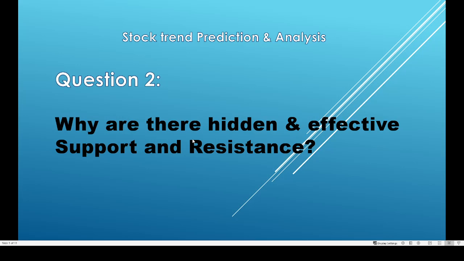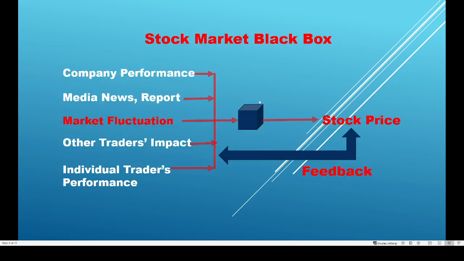So question number 2: why are there hidden and effective support and resistance? I will show you based on a flow chart. This is a stock market. It's actually a kind of black box. There are many inputs that can affect the stock price.